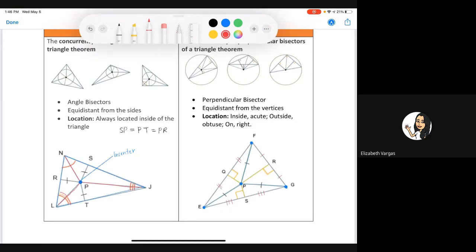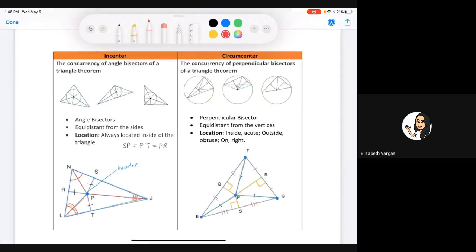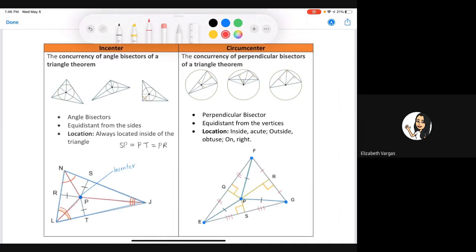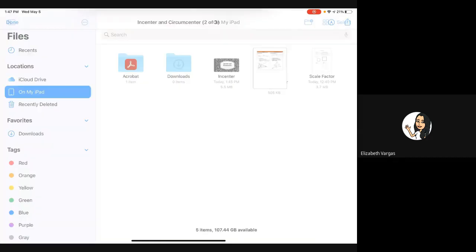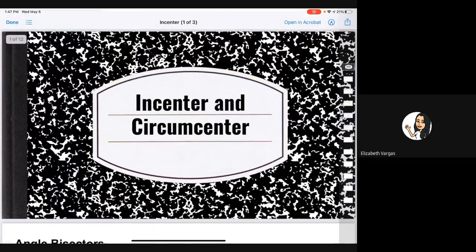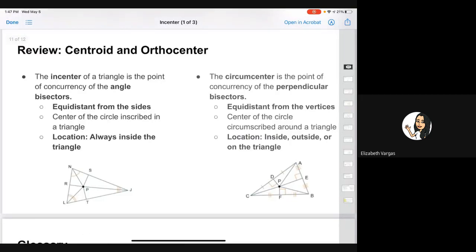Angle bisectors cut angles into 2 congruent halves. Incenters are equidistant from the sides. Circumcenters are equidistant from the vertices. The location of the incenter is always inside the triangle, no matter what type of triangle you have. And the location of the circumcenter depends on what type of triangle you have. So that is everything to learn.